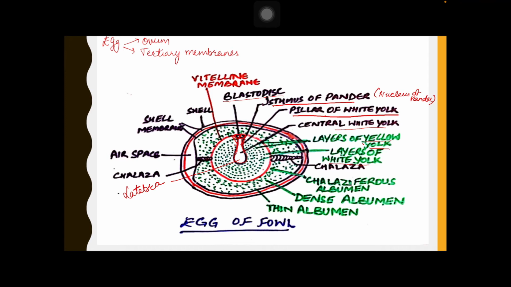These are the concentric layers of yellow and white yolk alternately. So white and yellow yolk layers are present alternately. Here you can see the layers of the yellow yolk, and the next layer will be the layer of the white yolk. So they are present alternately. And the yellow layer is much thicker than the white yolk layer.